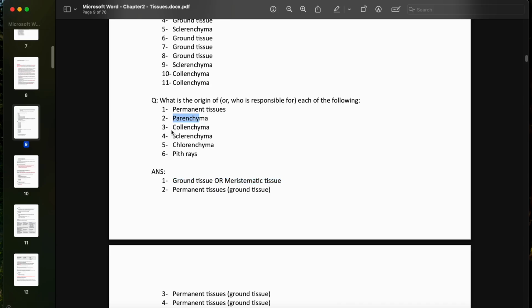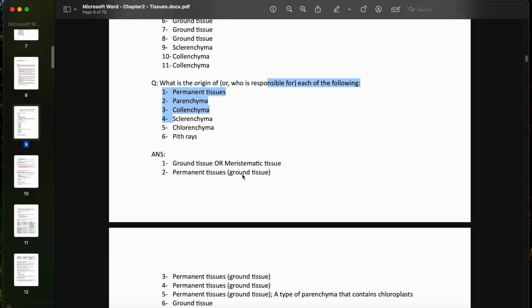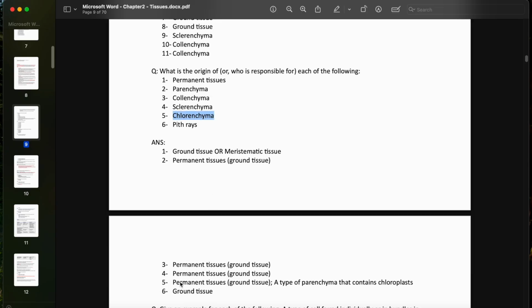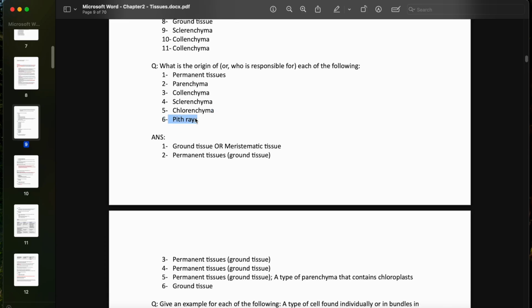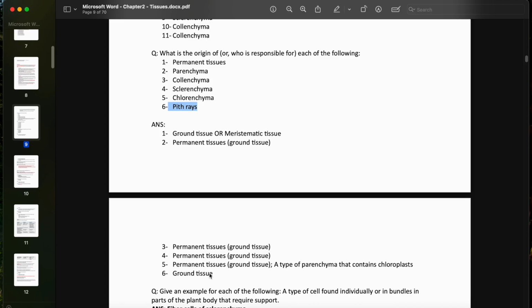The parenchyma, collenchyma, and sclerenchyma are the permanent tissues of the ground tissue. And the chlorenchyma, of course, is also a permanent tissue of the ground tissue, which is a type of parenchyma that contains chloroplasts. And the pith rays, what is the origin of pith rays? This is a previous question, a very important one. Ground tissue.